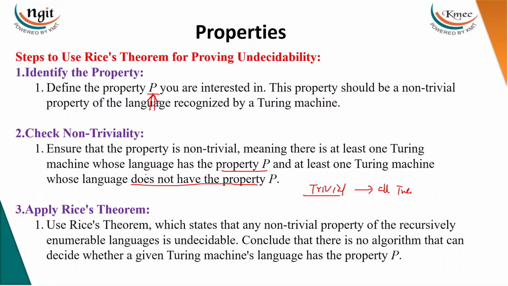Then if you identify such a property, use the Rice theorem, which states that if a non-trivial property can be recognized by a recursively enumerable language, then whatever language is recognizing this non-trivial property is undecidable. So simply we can say that no algorithm decides whether that language has the property or not. That's it.